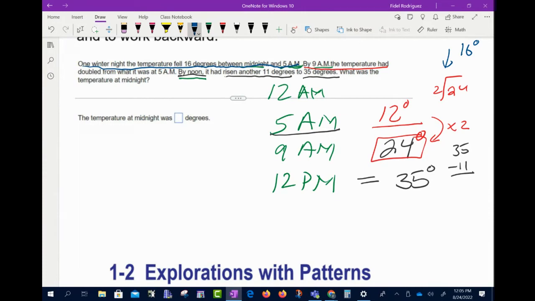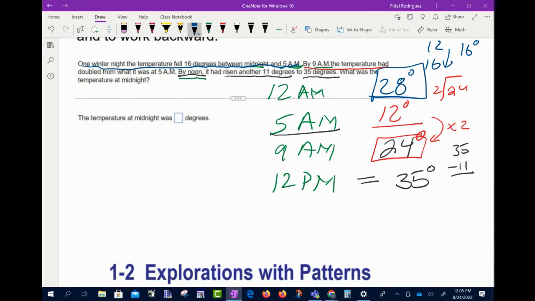If it had dropped 16 degrees and I want to go backwards, what am I going to do with my 16? We're going to add it, right? So 12 plus 16 is going to give me 28. Does that make sense? So all we're doing, guys, is we're trying to figure out how do I go backwards, right?